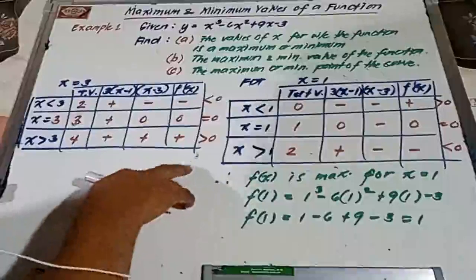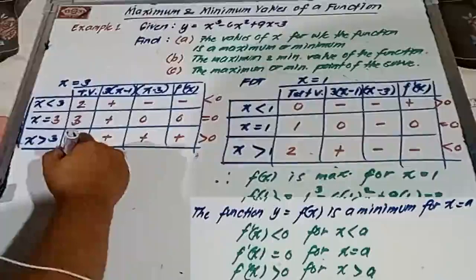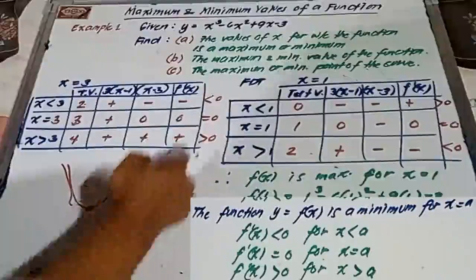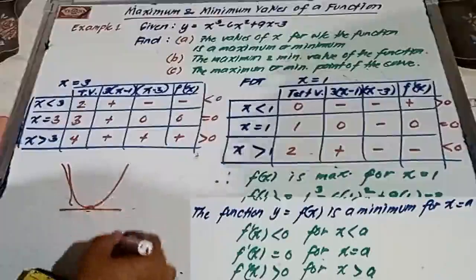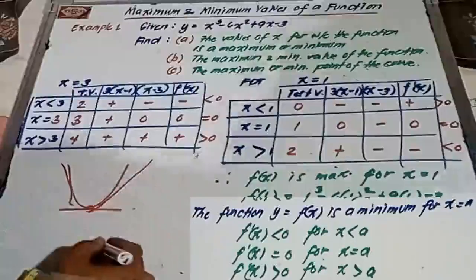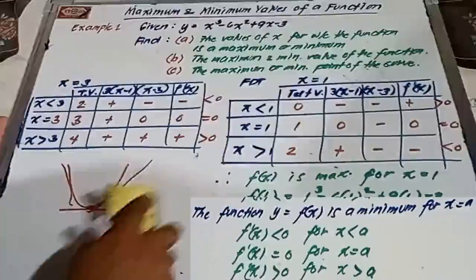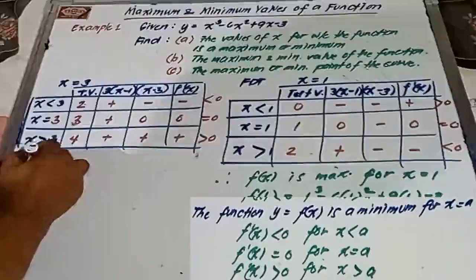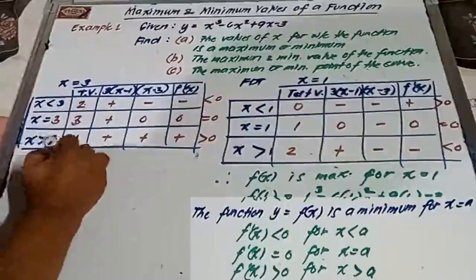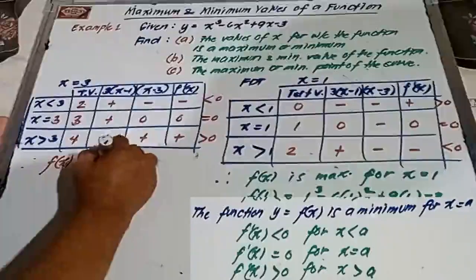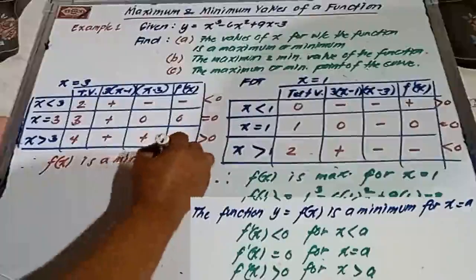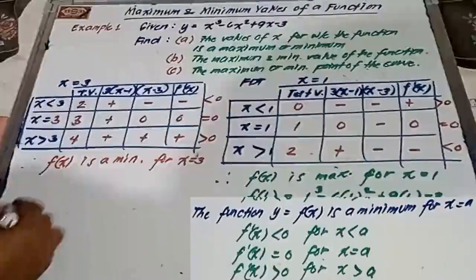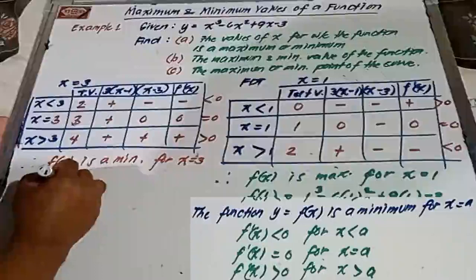So, ibig sabihin, minimum naman siya. Kasi dito, papaganito siya. Minimum siya. Okay? Kasi negative ang slope, equal to 0, and then positive ang slope. Candidate siya for a minimum point of the function. Therefore, f of x is a minimum for x equals 3. Ano yung kanyang minimum value? The minimum value is f of 3.